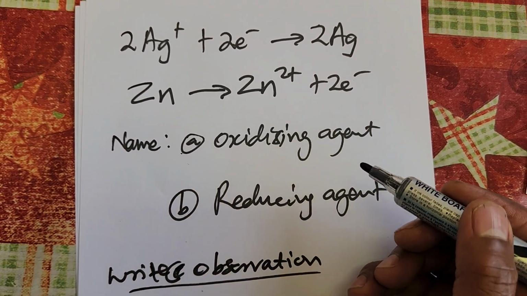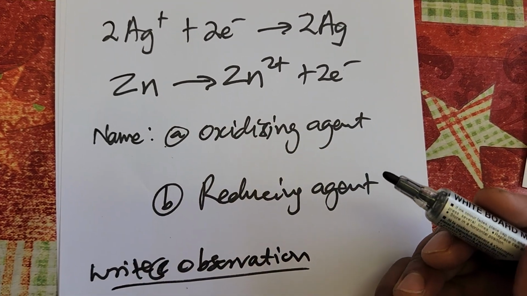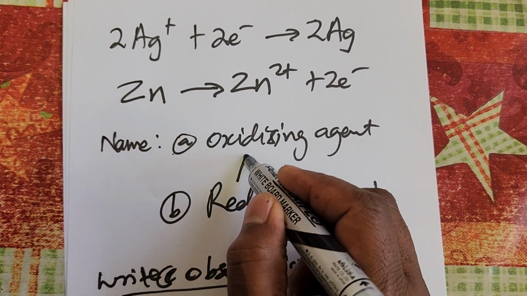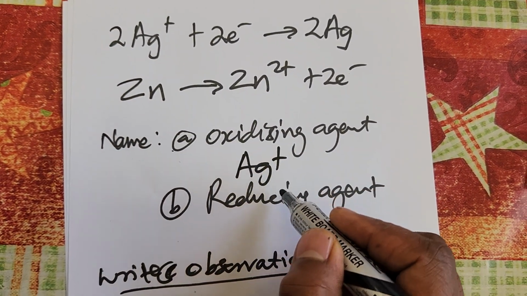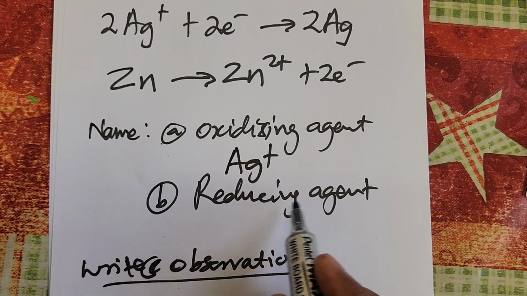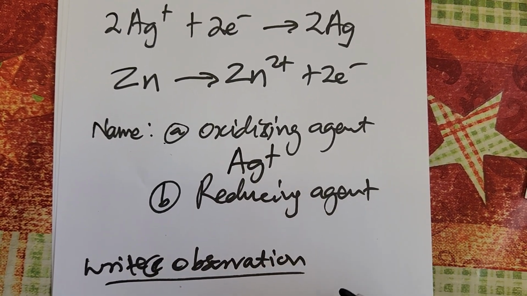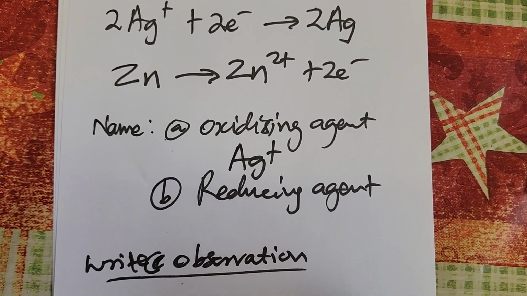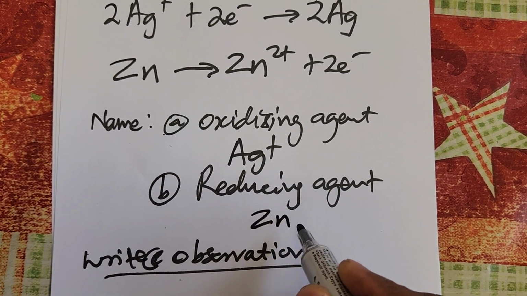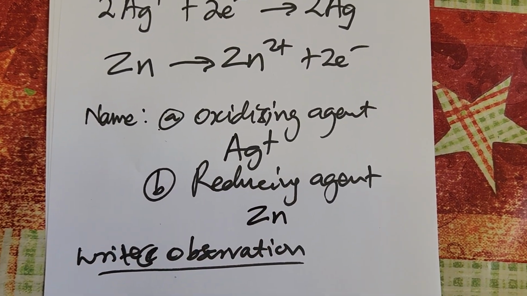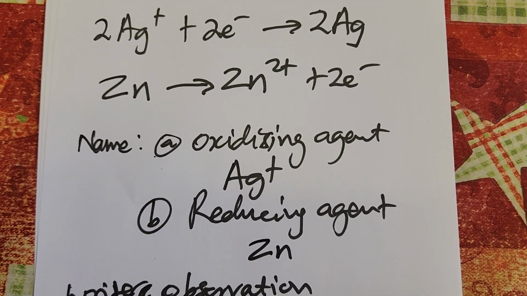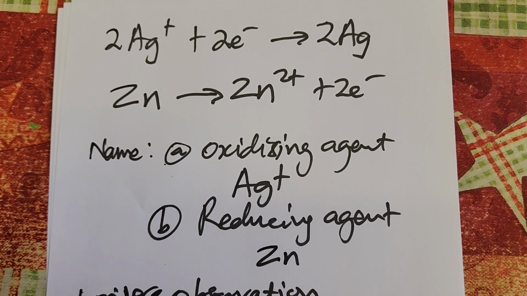The oxidizing agent, remember, is the substance that is gaining electrons or is reduced. In this case it is silver, therefore the silver ions will be the oxidizing agent. The reducing agent will be the substance that is losing electrons or is oxidized. In this case zinc is oxidized. Don't forget, reducing agents are on the right hand side of the electrode potential table. Write down the observation.